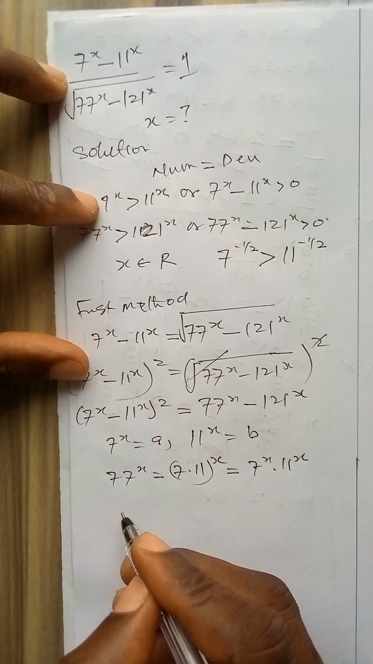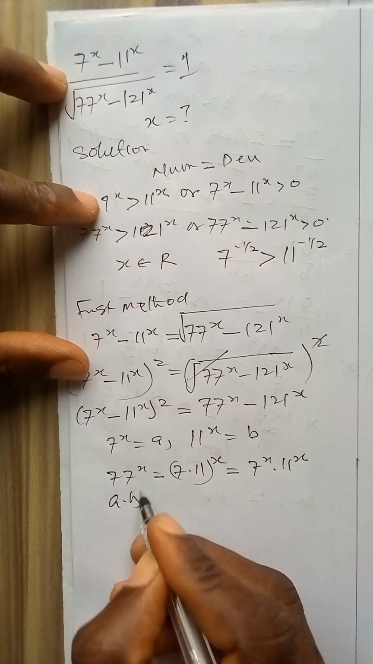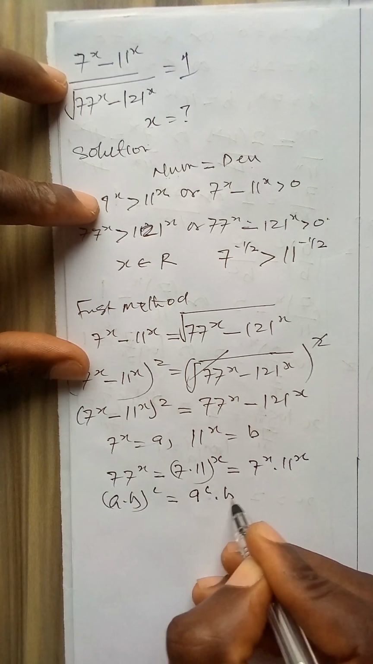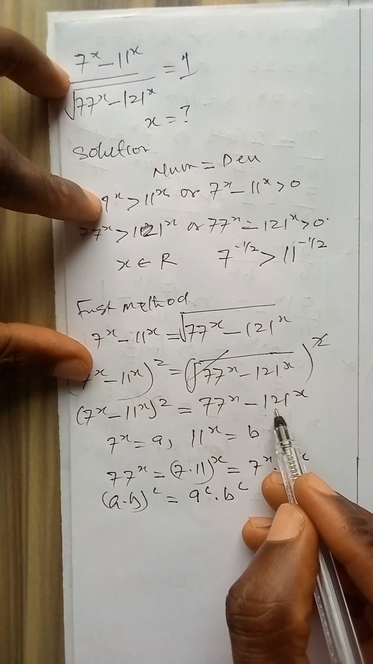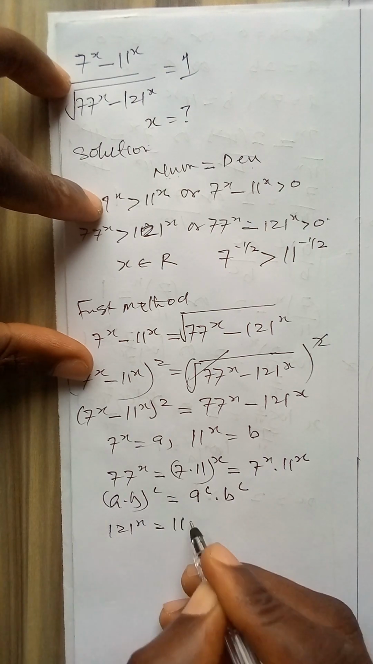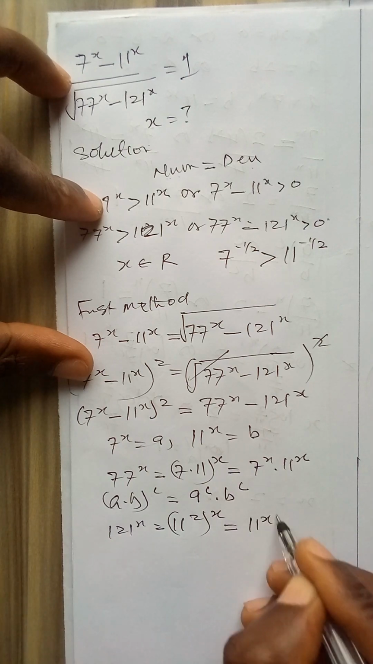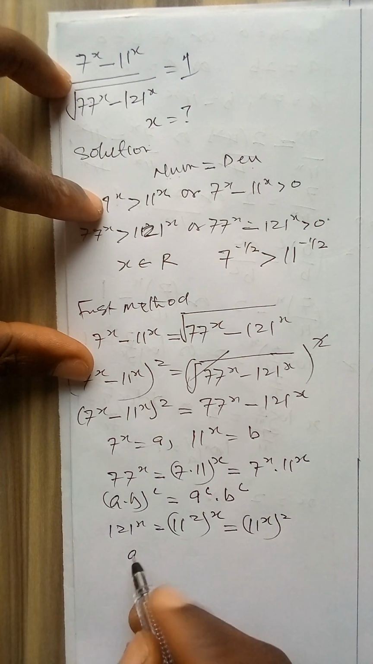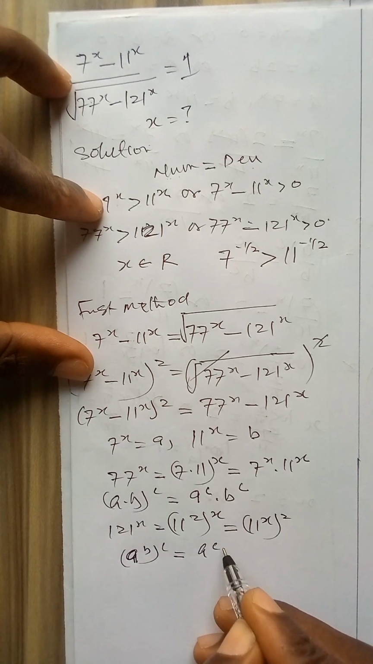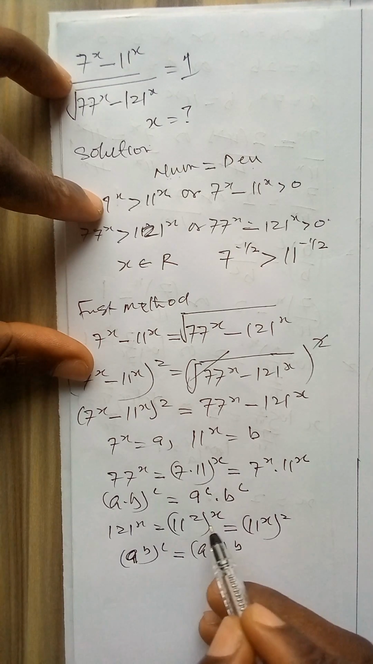In this case, what we did is to apply a property in indices. (a times b) all to power c can be written as a^c times b^c. In this case, 121^x can be written as (11^2) all to power x, and we can write it as (11^x) all to power 2. In this case, we apply (a^b)^c is equal to (a^c)^b, more like the powers exchange position.